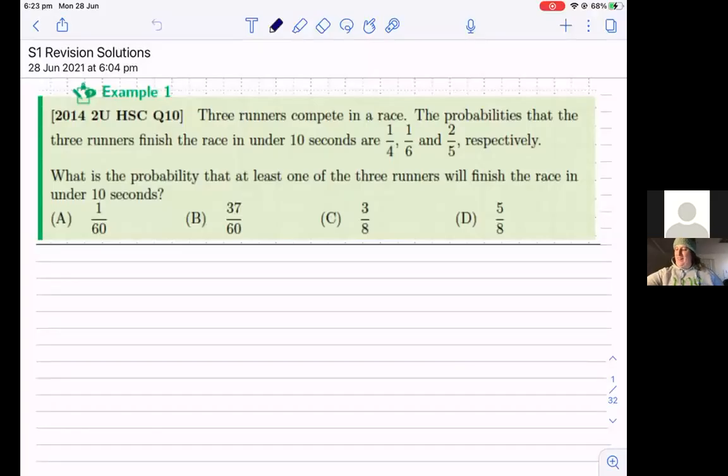Right, welcome back. We're having a look at the probability and discrete distributions revision sheet. So let's start off with some really nice, easy probability questions.